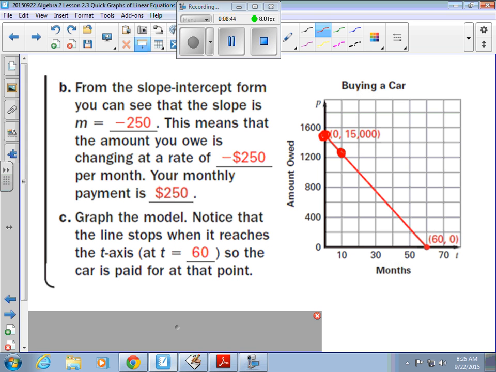Notice that the line stops when you graph, and this is going to be hard to make this estimation because your points won't be perfect on this, but it stops at 60 months. So your car will be paid for in 60 months, or in 5 years.